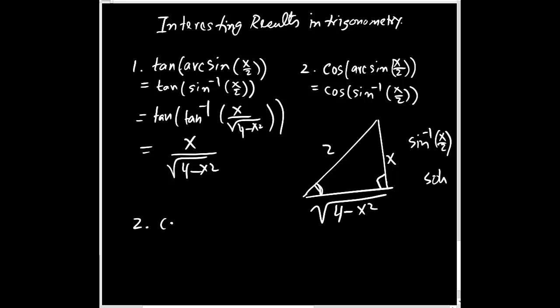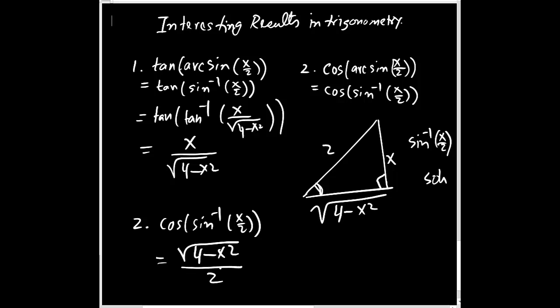So number 2, you have cosine sine inverse x over 2. I'm using the same diagram. Now the cosine is adjacent over hypotenuse. So this one will be square root of 4 minus x squared over 2. We are done. I'll take another two examples.